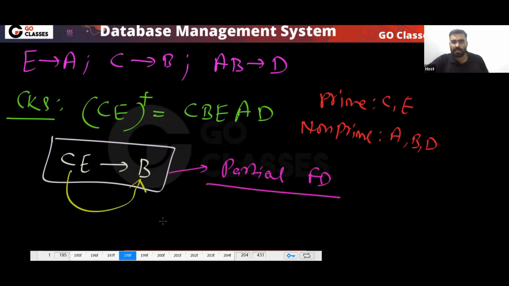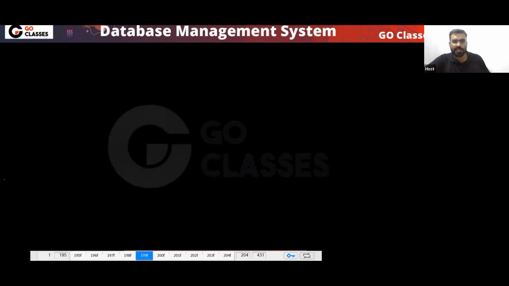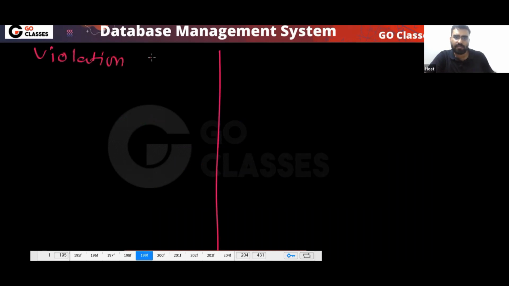Okay, is this clear to everyone? Please tell me. Don't confuse between these two. Please understand that. What is the violation of 2NF? Both are violations of 2NF. Remember what the violations of 2NF are.